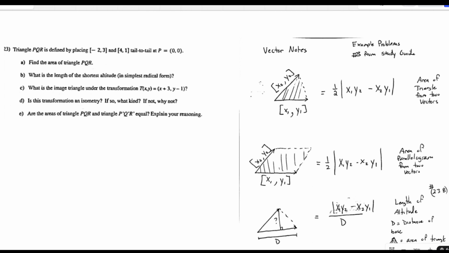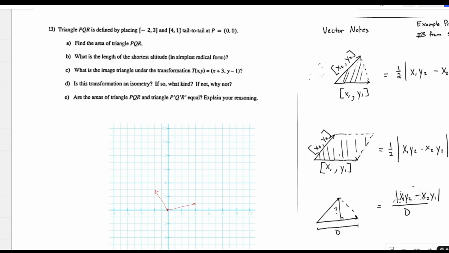So triangle PQR is defined by these two vectors, tail to tail. And the vector has two parts. It has the head and the tail. So I guess the start and the end. So these ones say tail to tail, so they're both starting at the origin and pointing outward. Find the area of the triangle PQR. You can see that's the same kind of orientation that's in our notes, tail to tail. And these form a triangle.